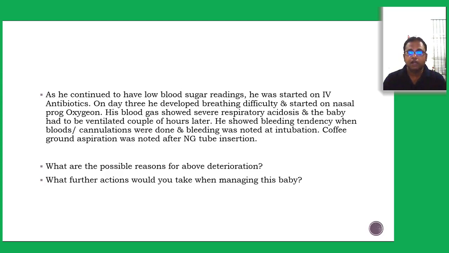of hours. And he showed bleeding tendency when bloods and cannulations were done, and there was also some blood at the intubation. Right. And there was also a coffee ground aspirate when the NG tube was inserted. So, what are the possible reasons for the above deterioration? If you can quickly type the answers in the chat box, and what further actions would you take when managing this baby? I'll give you 1 minute.